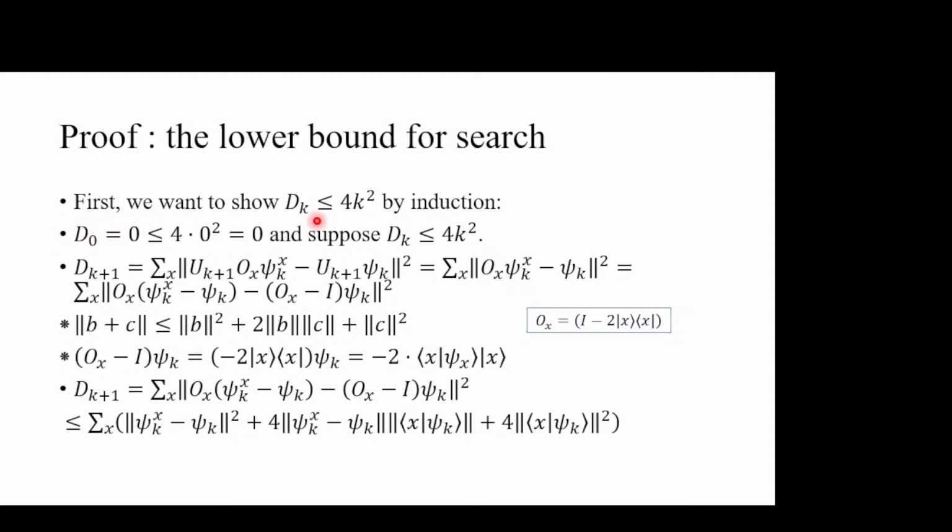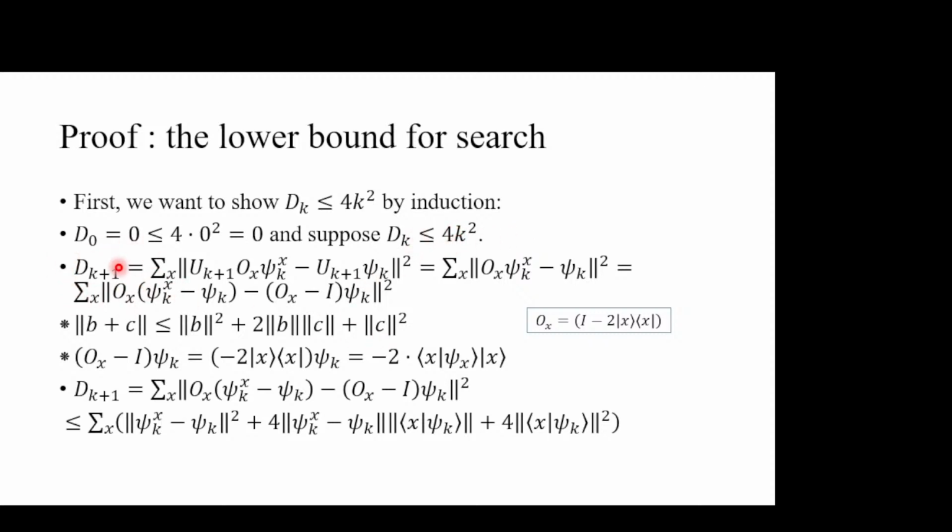And so, yeah, at k equals 0, the induction step is satisfied. Okay, the starting condition is satisfied. And then by induction, we assume d_k is less than 4k squared, and we want to show this holds true for k equal to k plus 1. Change k to k plus 1.